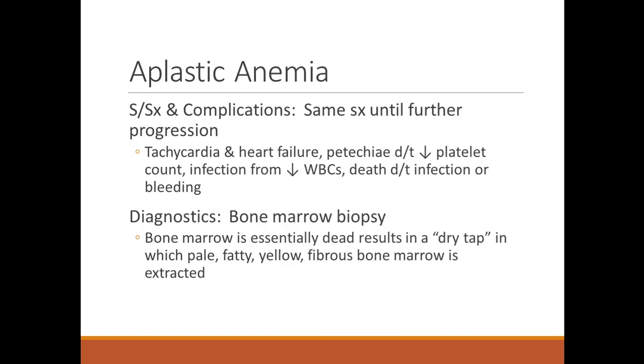Generally, the first diagnostic would be to do a CBC, but it will eventually progress to a bone marrow biopsy. When they do the bone marrow biopsy, it's actually called a dry tap. When they go in and try to pull out the bone marrow, it's going to be pale, fatty, yellow, instead of the red, healthy bone marrow that comes out for somebody who is healthy.